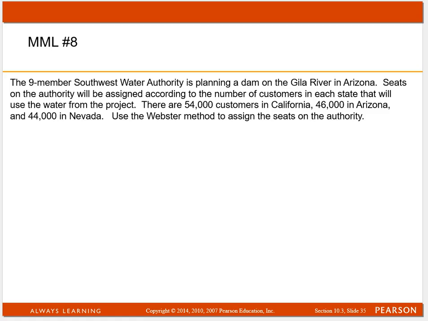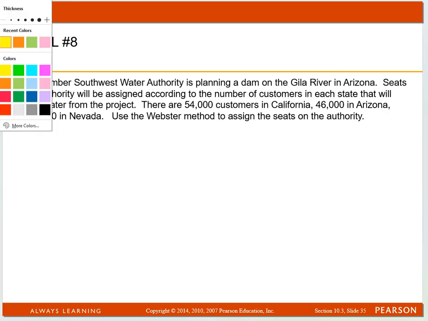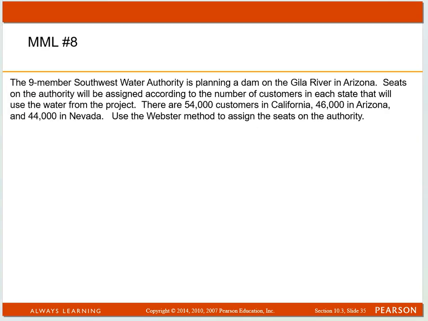There are 54,000 customers in California, 46,000 in Arizona, and 44,000 in Nevada. Use the Webster method to assign the seats on the authority. All right, Webster. Well, first things first, I have to add all this up.